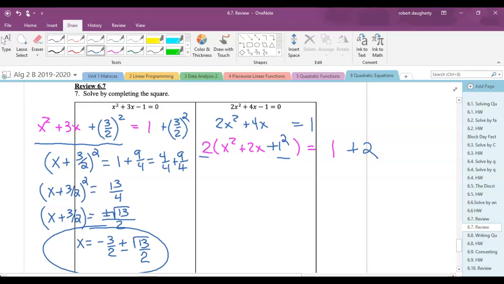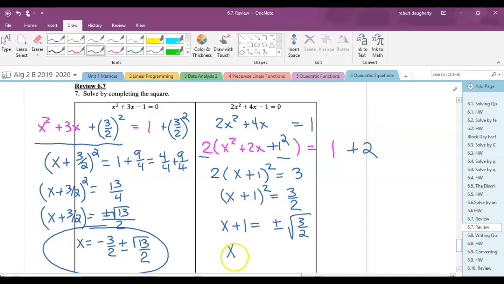So this gives me 2 times x plus 1 squared equals 3. x plus 1 squared equals 3/2. So x plus 1 equals plus or minus the square root of 3/2. x equals negative 1 plus or minus the square root of 3/2. Okay.